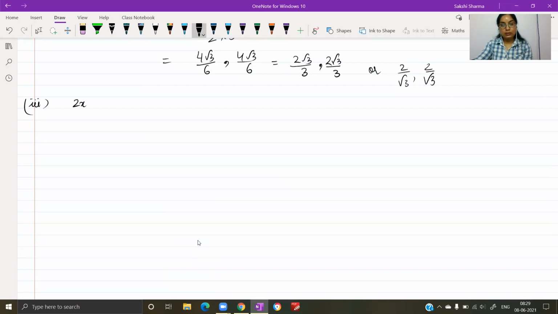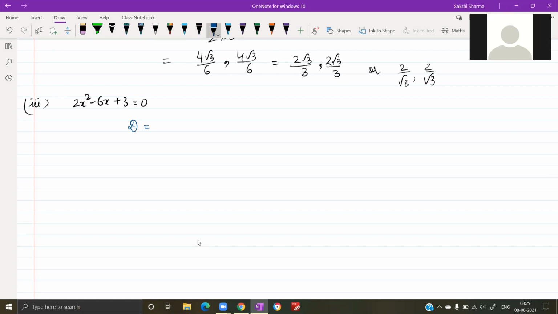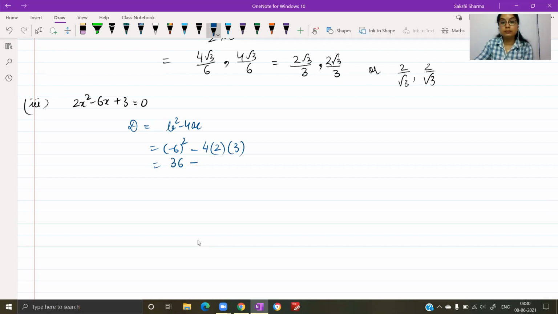Third part, we have 2x square minus 6x plus 3 equals to 0. Kavyam, beta, what will be the discriminant for this? Ma'am, b square minus 4ac, that is minus 6 square and minus 4 into 2 into 3. So this is 36 minus 24, this is 12. So your discriminant is positive. What type of roots will we have?